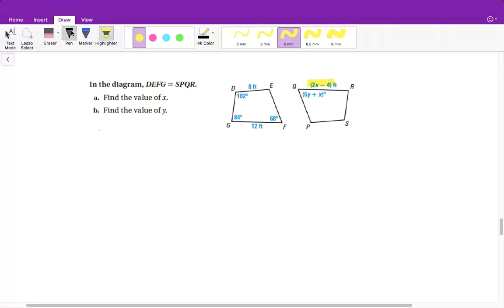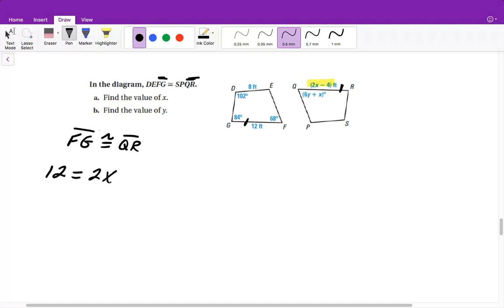All right, so now I need to look. This is QR. So I need to look and see, well, where does QR correspond with? Well, QR was a third and fourth, so it corresponds with third and fourth FG. So FG here is equal to 12. So I can then say, well, segment FG is congruent to segment QR. And now I can go ahead and substitute in that 12 is equal to 2x minus 4, and I can solve for x. I can add 4, and 2x is then equal to 16. Divide by 2, and x is equal to 8.